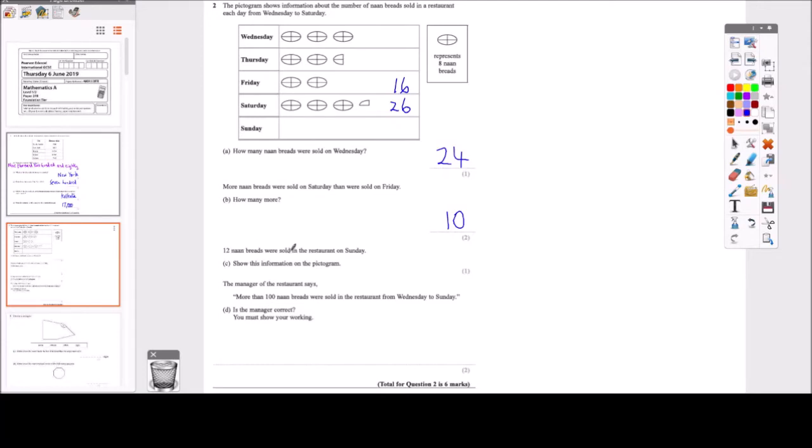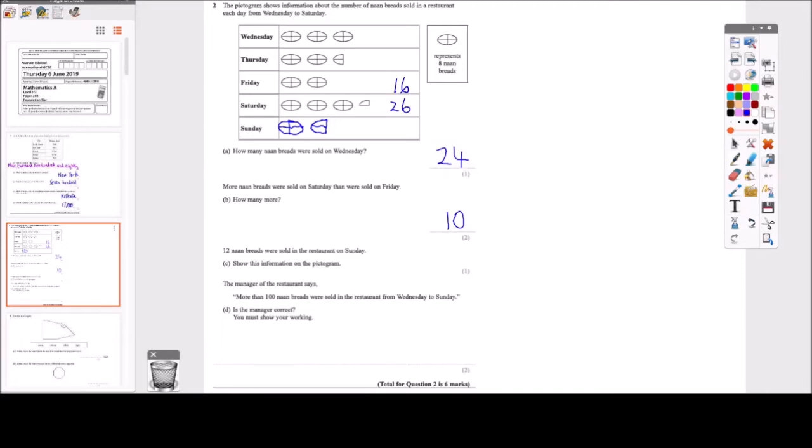Right, 12 naan breads were sold on Sunday. Show this information in the pictogram. So 12. We need 1 whole rugby ball, which is 8. Then we need another 4, which is going to be half a rugby ball. I've done that side of the rugby ball, and perhaps that should have been a little bit fatter, shouldn't it, really? So let's just redo that. It's got to be half a rugby ball, so it's sort of like that. You could have drawn the top half. I've just drawn the left-hand half, so that's fine. That's 8 and 4 is 12.